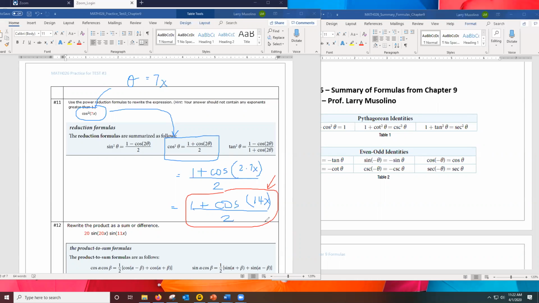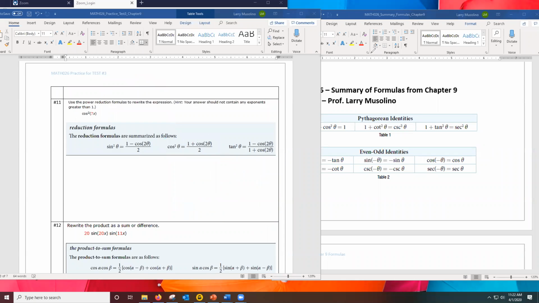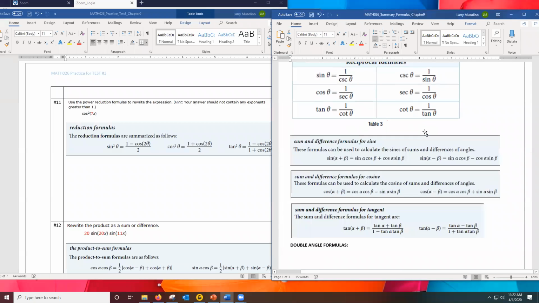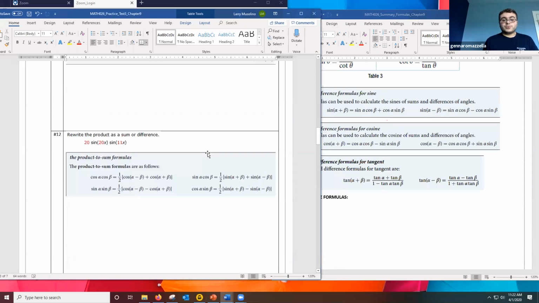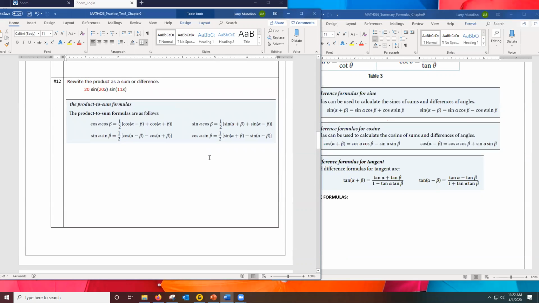Again, folks, this should not take you too long, hopefully, because many of these questions you can see are really pattern matching. You're taking the example they're giving you and trying to match it to one of these patterns on the chapter 9 summary. Now remember, for that one, you have to use the product to sum formula. So let's go to number 12.